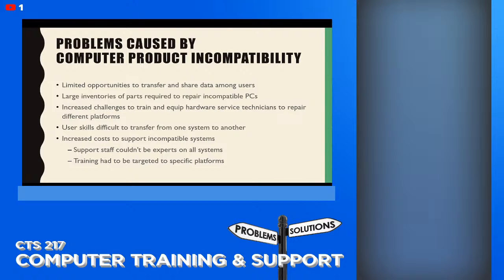It required large inventories of parts to be stocked, because you had to have parts for each of the different types of PCs that you serviced instead of just some standard parts. Increased challenges to train and equip hardware service technicians to repair different platforms.